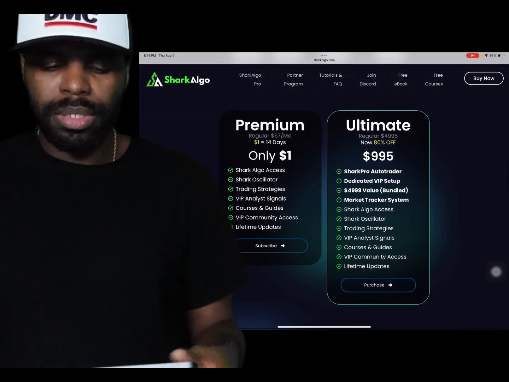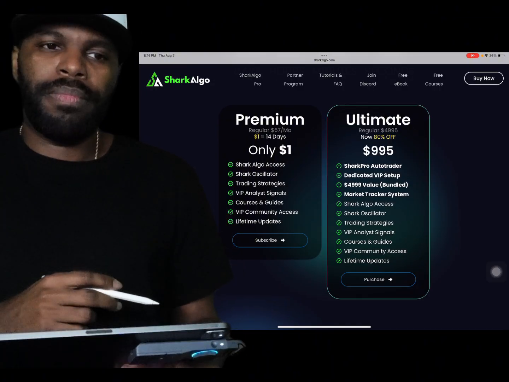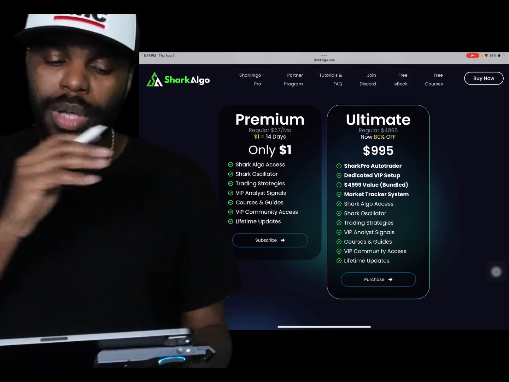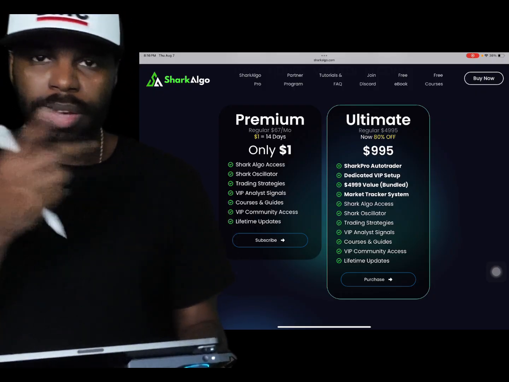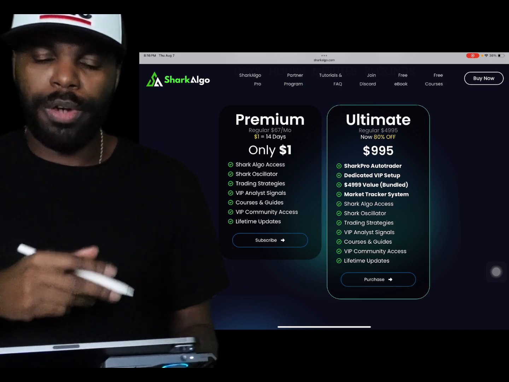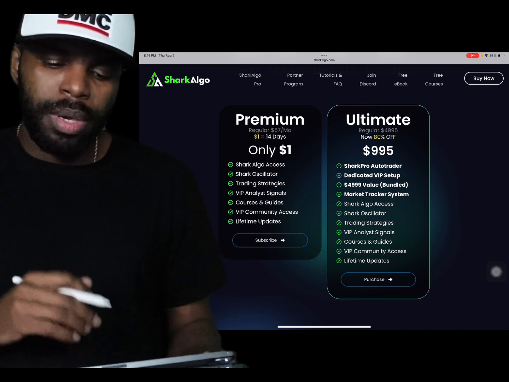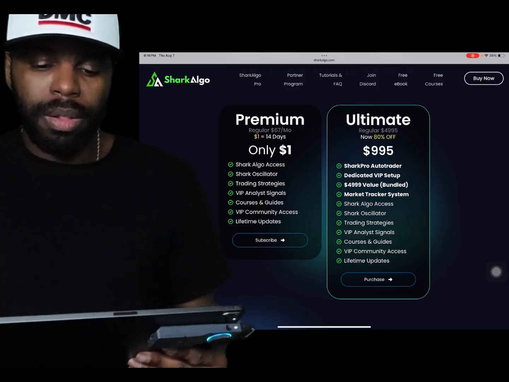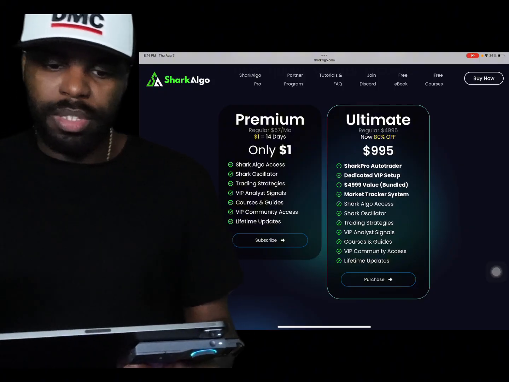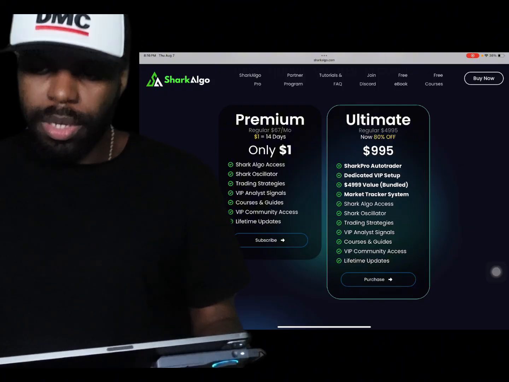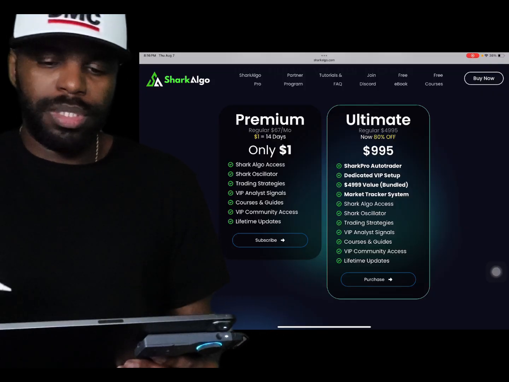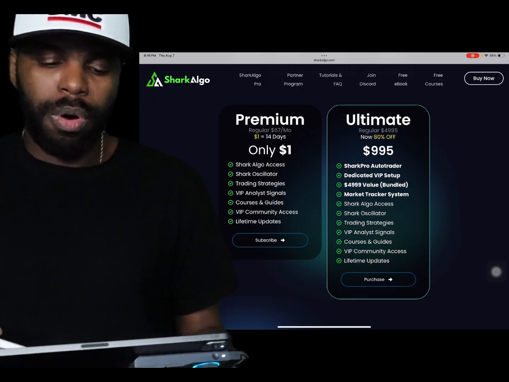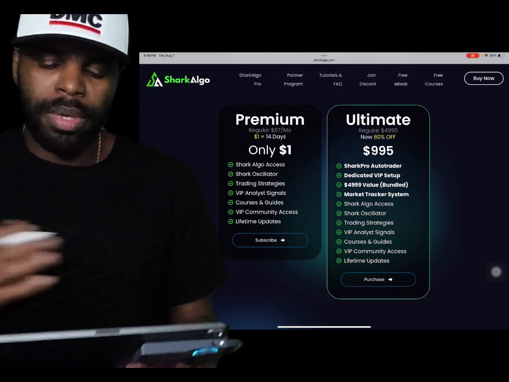Let's talk about the pricing. They have two options here. Of course, you can click the link in the description box below and purchase Shark Algo for only $1. They'll give you 14 days, but after 14 days, they're going to charge you $67 per month. If you want to go with the ultimate, it's only a one-time fee of $995. So if you're really serious, if you really like this indicator and you don't want to deal with the monthly fees, just go ahead and purchase the ultimate package, and you'll get way more value than going with the premium.